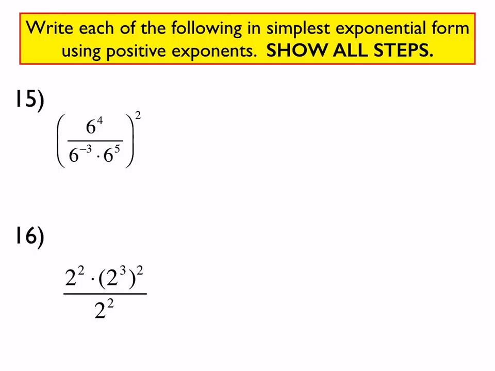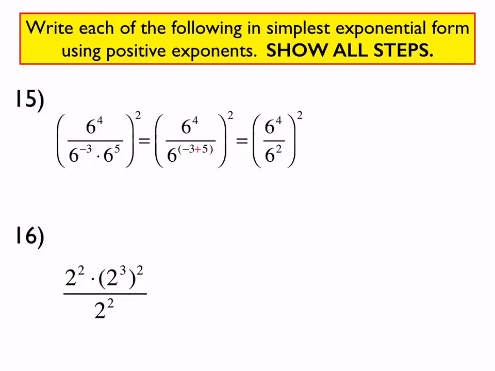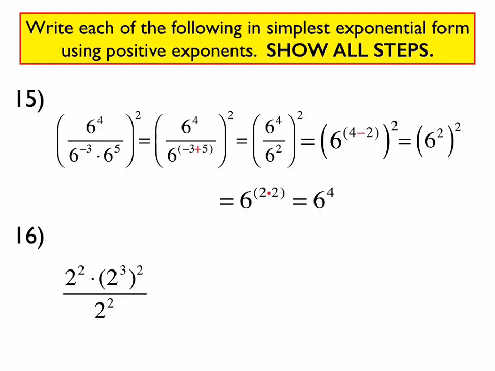Can't do much with the numerator. So the denominator, we add exponents because we have like bases and it's a multiplication problem. So that turns into 6 to the 4th over 6 to the 2nd. Well, we're not finished simplifying within the parentheses yet. 6 to the 4th over 6 to the 2nd is 6 to the 2nd. So now we have 6 to the 2nd to the 2nd. And that, of course, is 6 to the 4th.